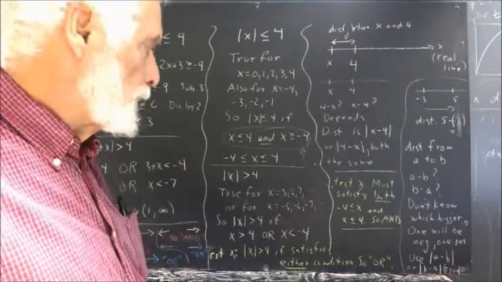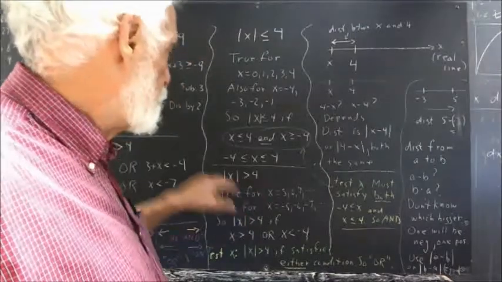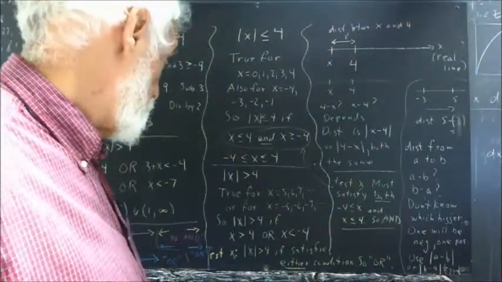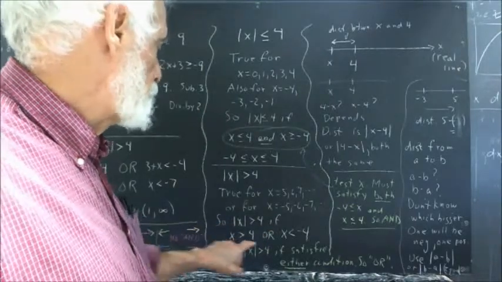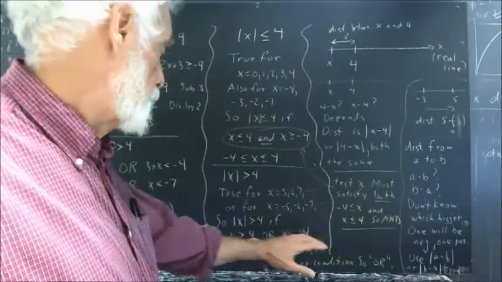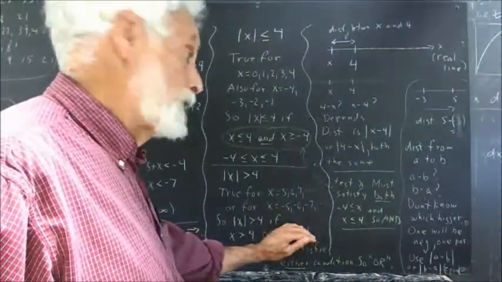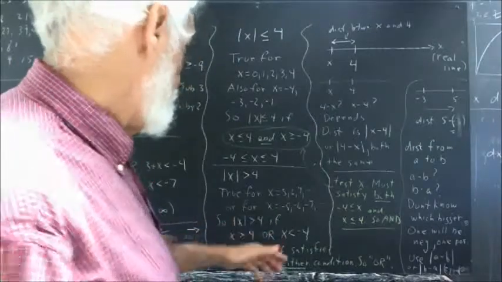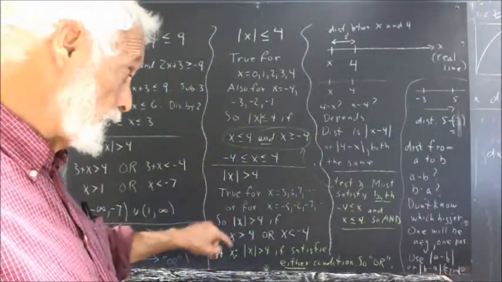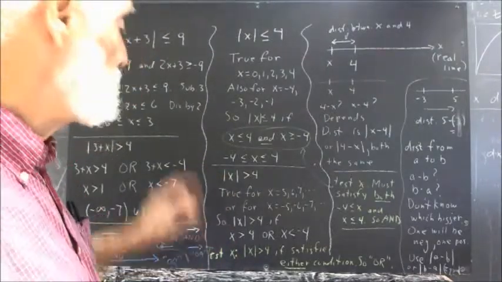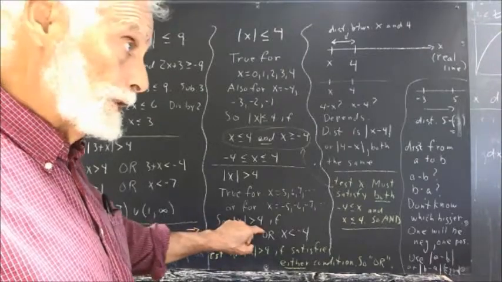If we don't restrict ourselves to integers, it's clear that any positive number that's bigger than 4 is going to satisfy this inequality. So we can say the absolute value of x is greater than 4 if x is greater than 4. Now there's an or here, but we don't need to think about that just yet. That's all we need to make a true statement. Now this doesn't include all possible values of x that satisfy the inequality, but if x is bigger than 4, then absolute value of x is bigger than 4.